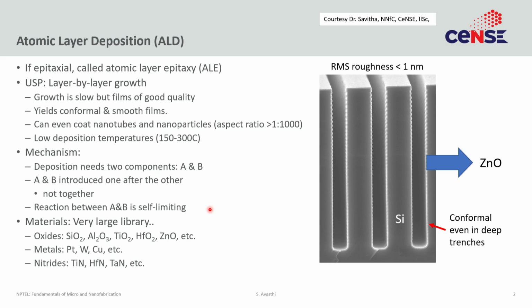People can also deposit metals. So you don't have to do oxides. You can deposit metals such as platinum, tungsten, copper. Lately people have also started depositing nitrides. The nitride deposition is a little more complicated because nitrogen is not as reactive.